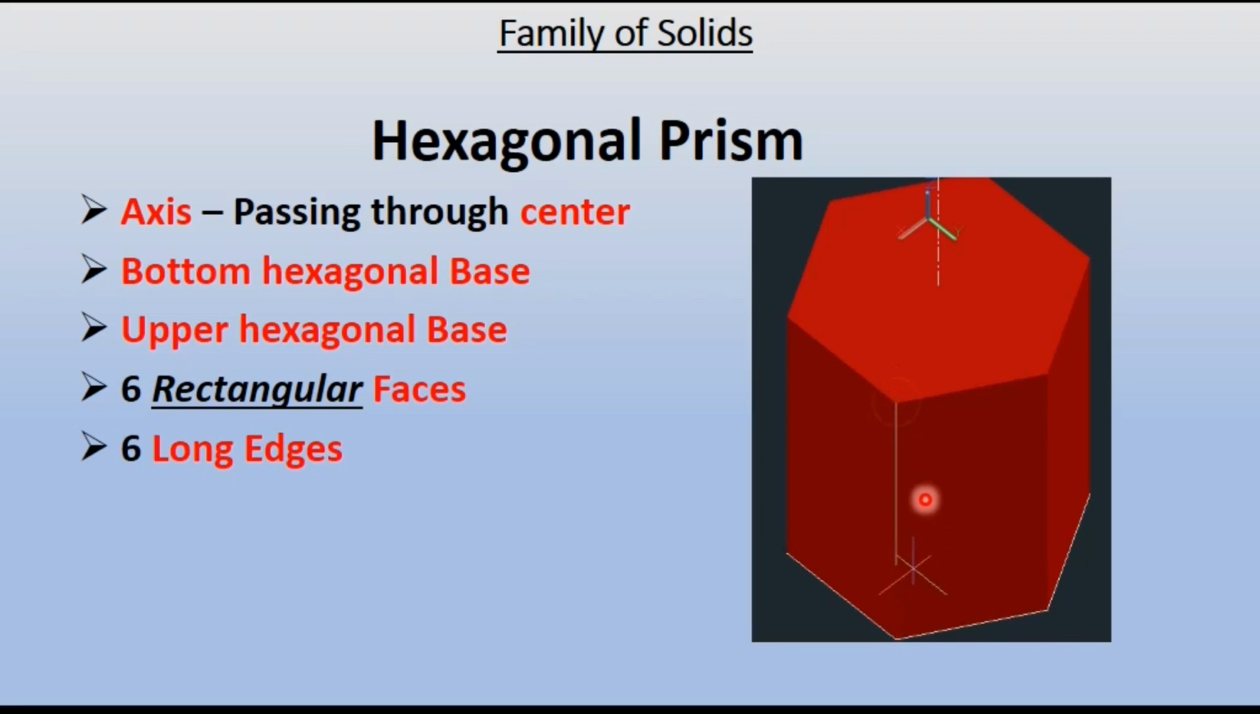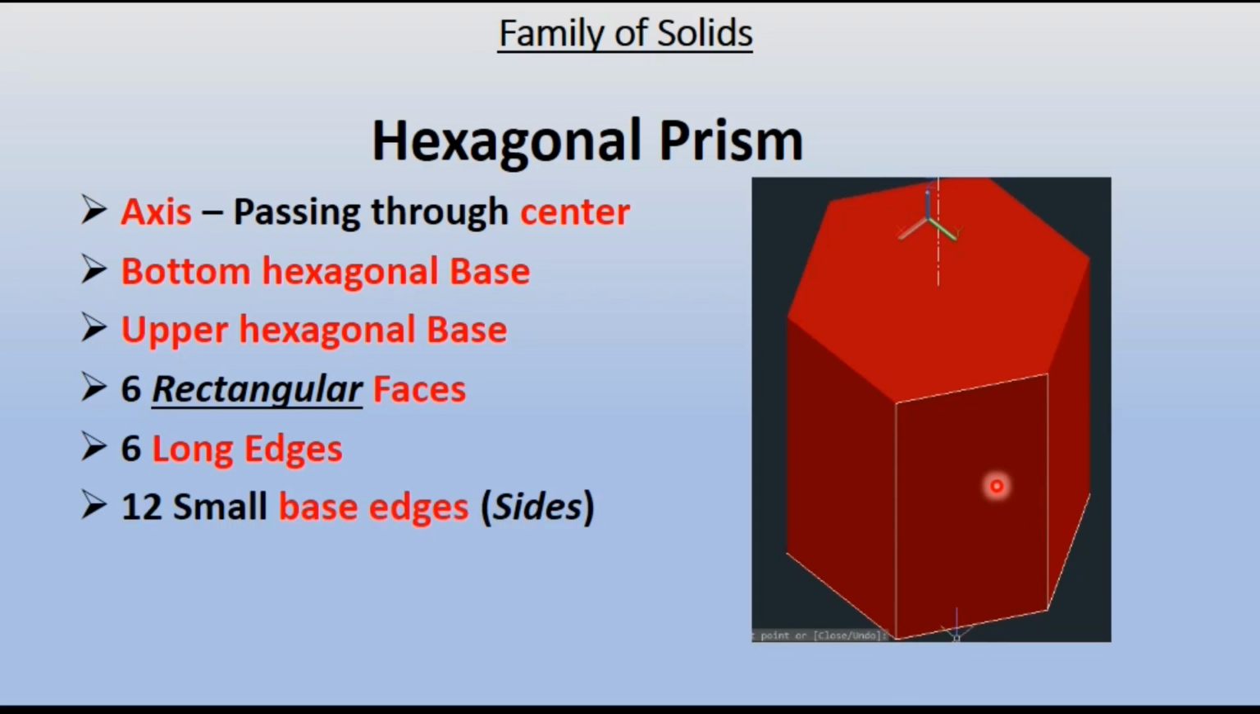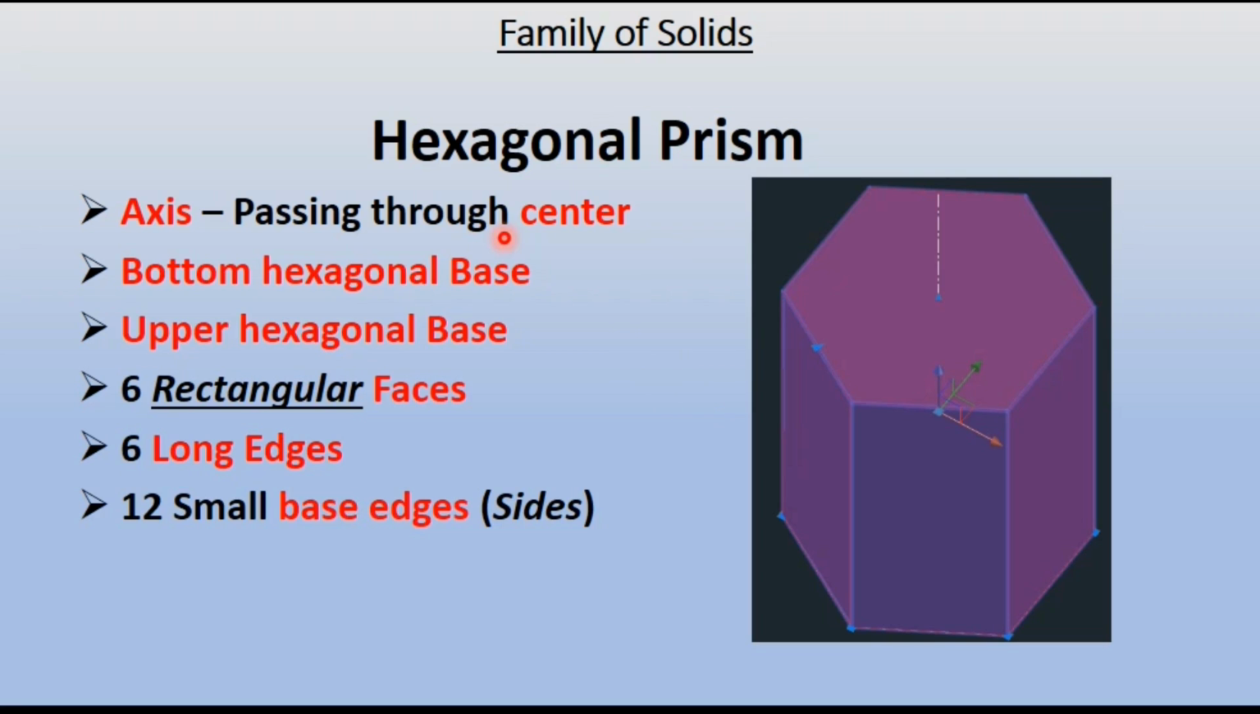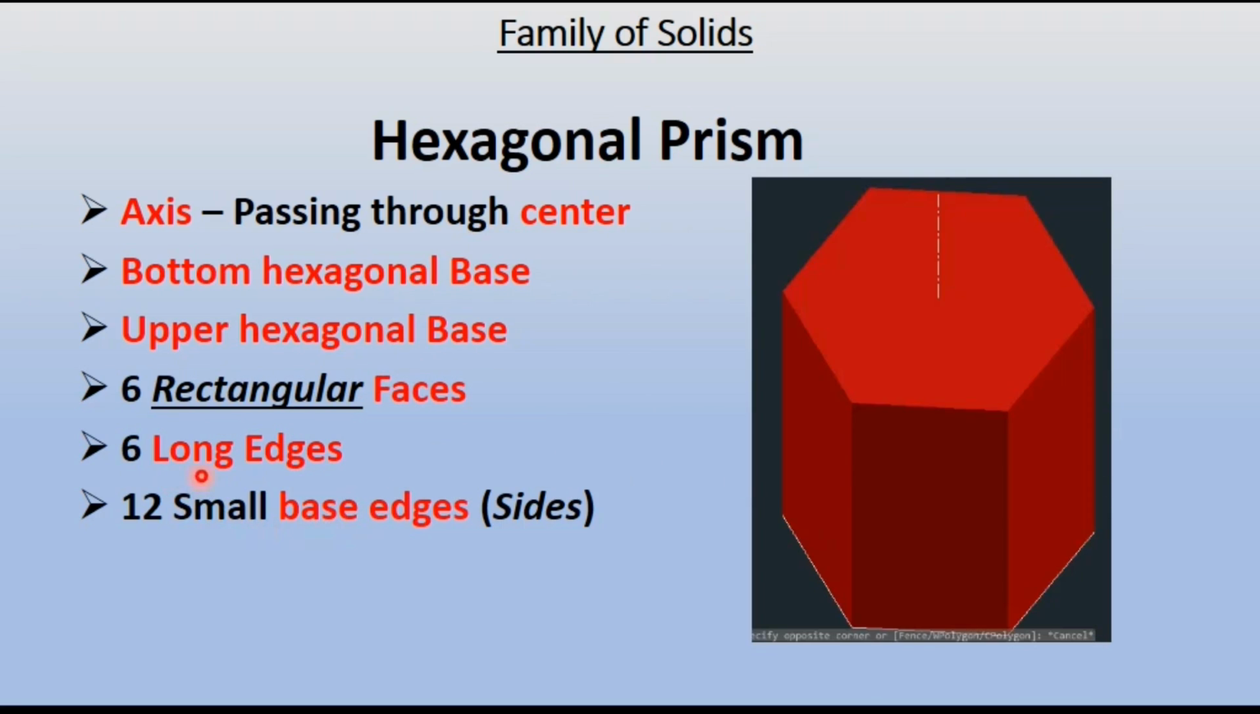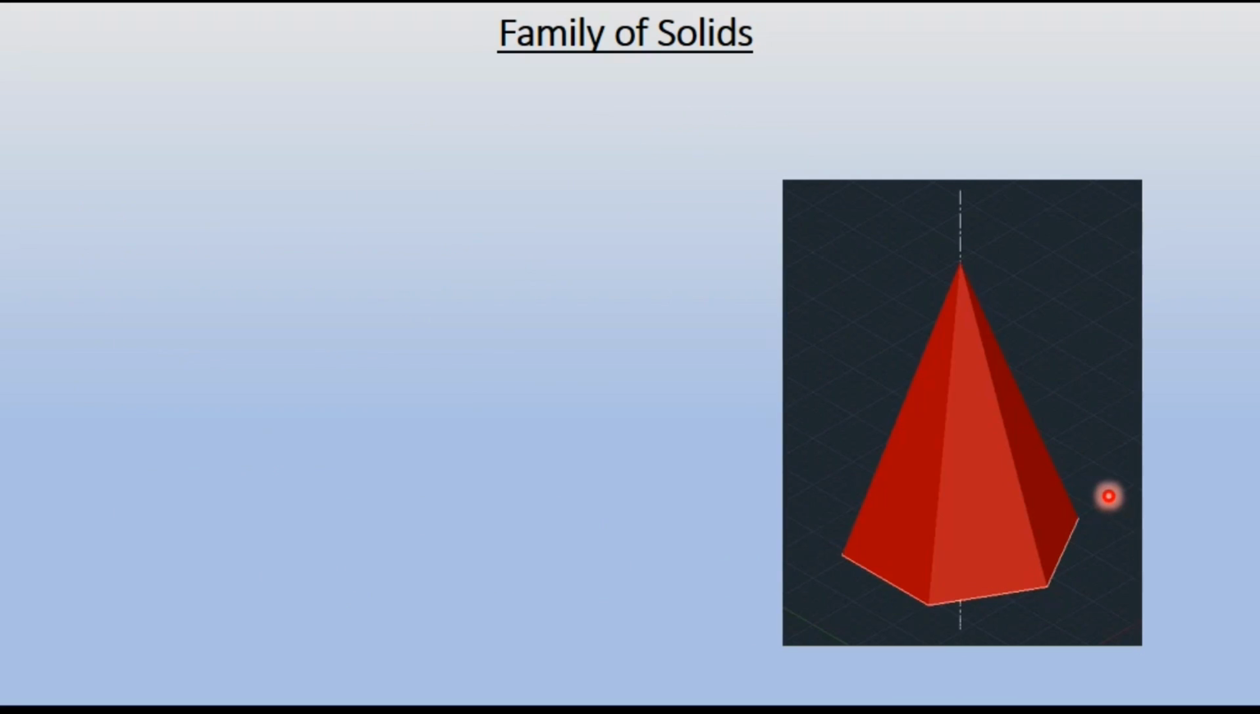It will also have 6 longer edges. This is one of the longer edge which I am drawing here, and one more here. In such a way, you will have 6 longer edges in a hexagonal prism. It will also have 12 small base edges. In the top 6 edges, this is 1, 2, 3, 4, 5 and 6, and in the bottom base also. So your hexagonal prism will have axis, bottom, upper hexagonal bases, 6 rectangular faces, 6 longer edges, 12 base edges.